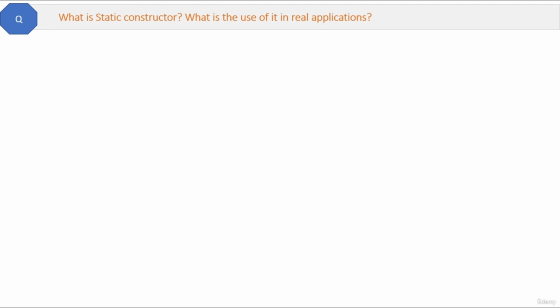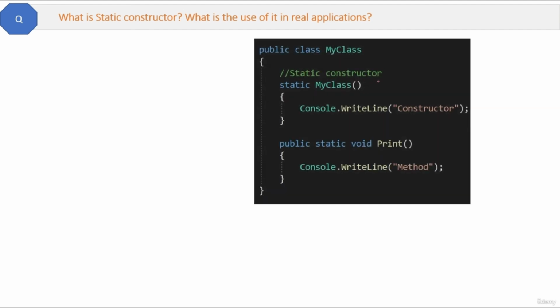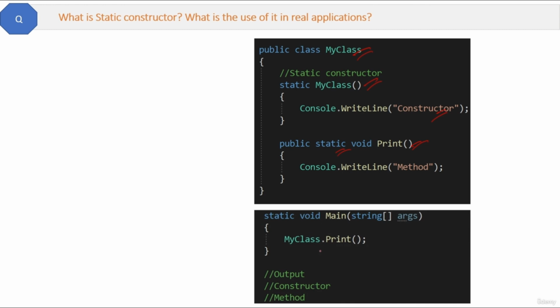What is a static constructor? What is the use of it in real applications? See this code. Here we have the normal class and it has a static constructor and a statement inside it. Also in this class we have one more method, print, which is also static. Now if a method is static, then when you call this static method, you have to call it directly with the class name, right? Class object creation is not required here.